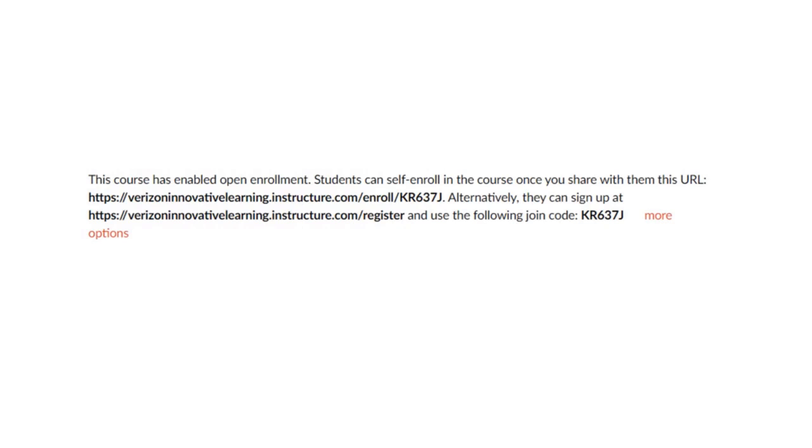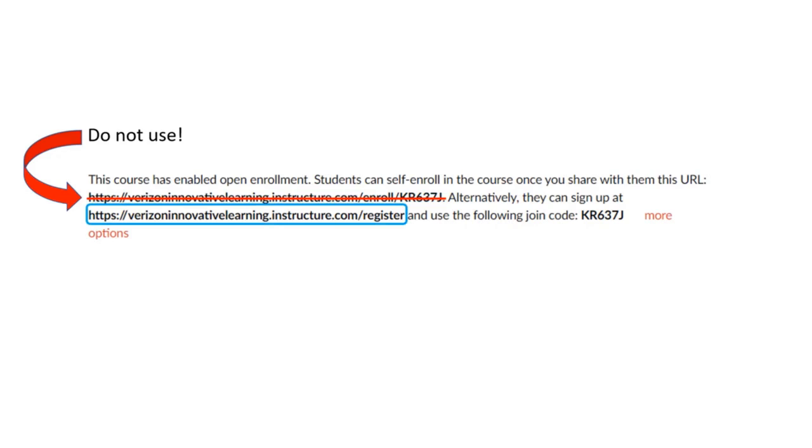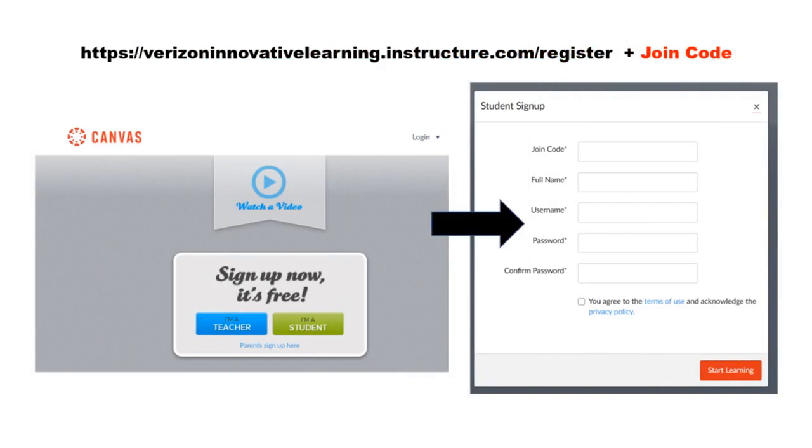If you choose to have students self-enroll, please do not use the URL in course settings that includes your course join code. Unfortunately, this link will not prompt students to set up a password. Please use the second link and provide students with the join code. This link will prompt students to enter the join code and set up a login ID and password to create a Canvas account for your course.